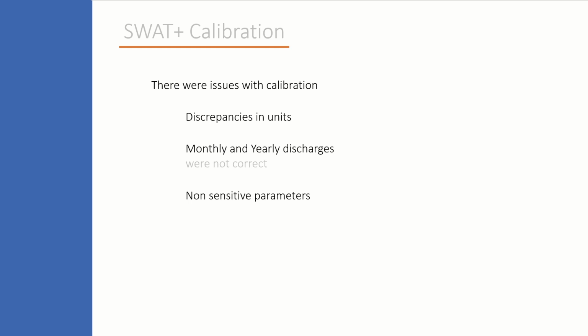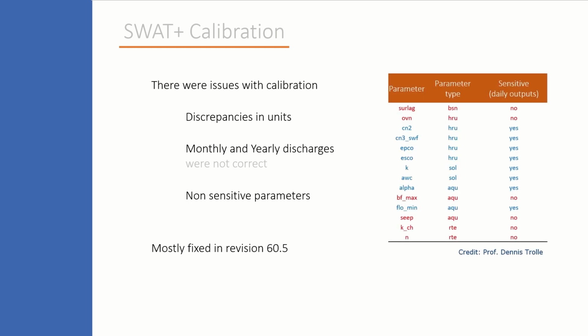There were also a lot of non-sensitive parameters. In later revisions, most of these issues have been fixed. Now we have units that are consistent. The monthly and yearly discharges are calculated correctly thanks to the SWAT team in Texas, but also non-sensitive parameters are being fixed. A friend of mine from Denmark sent me this nice table which gives an overview of which parameters are currently possible to be calibrated. And this is from a list of parameters that are the usual suspects when it comes to calibration.